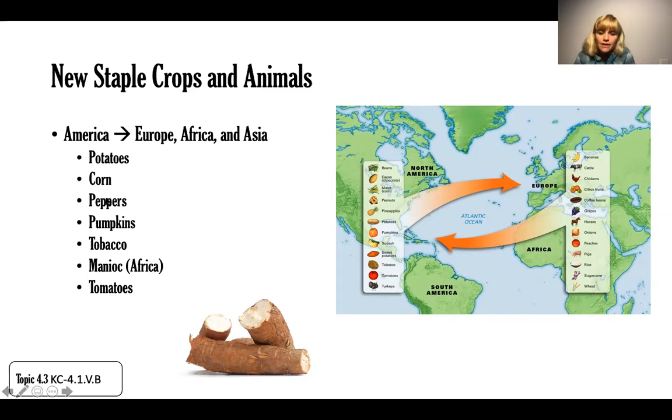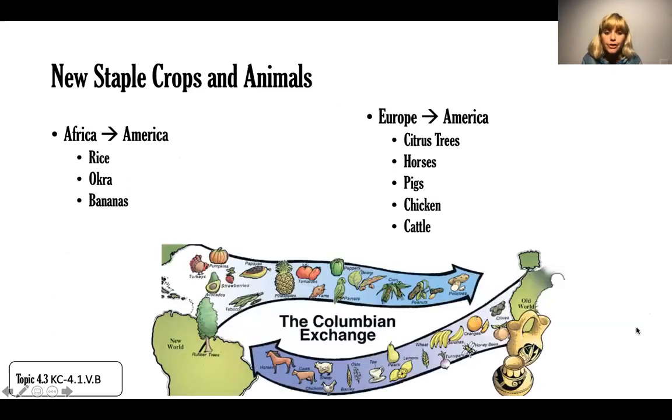Some of these foods are going to become critical crops, pretty much become staple crops of Europe, Asia, and Africa. Okay, again, manioc becomes a staple crop in Africa. Potatoes become a staple crop in Europe. Okay, really important stuff. But like all transfers, you're going to have some that come the other way.